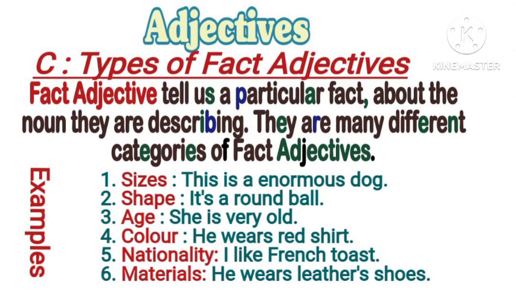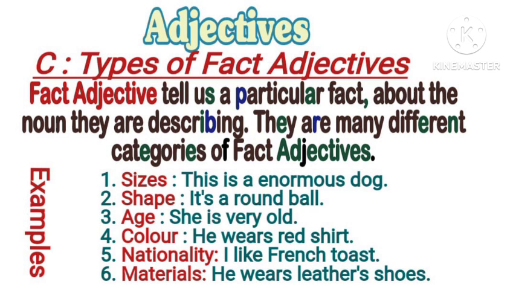Categories of adjectives. 1. Fact adjectives. 2. Opinion adjectives. Fact adjectives tell us a particular fact about the noun they are describing. There are many different categories of fact adjectives. Examples. 1. Size. This is an enormous dog. Here, enormous indicates the size of the noun. 2. Shape. It's a round ball. Here, in the given sentence, round tells the shape of the noun, ball.